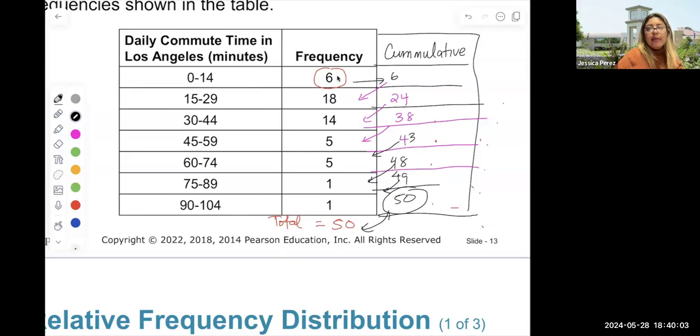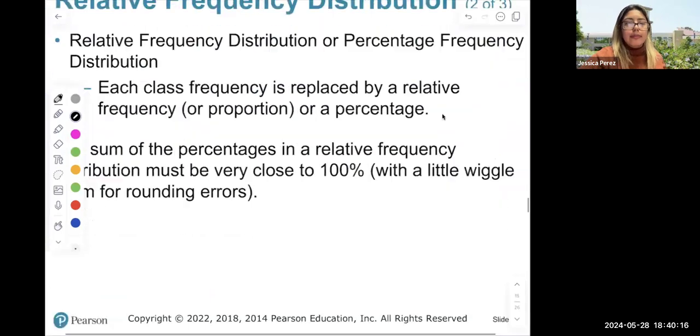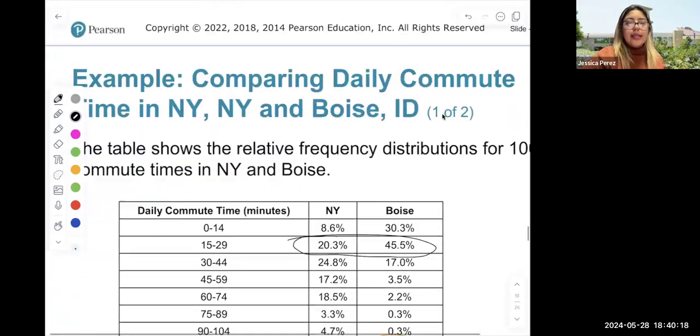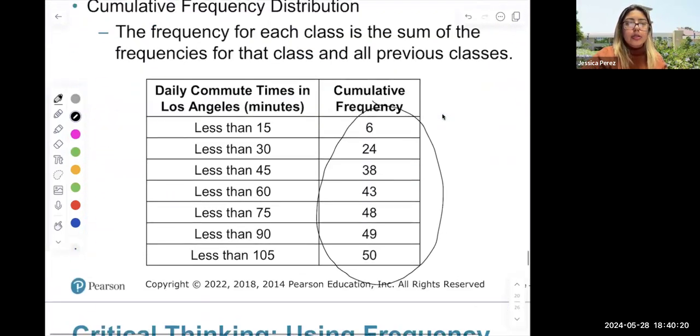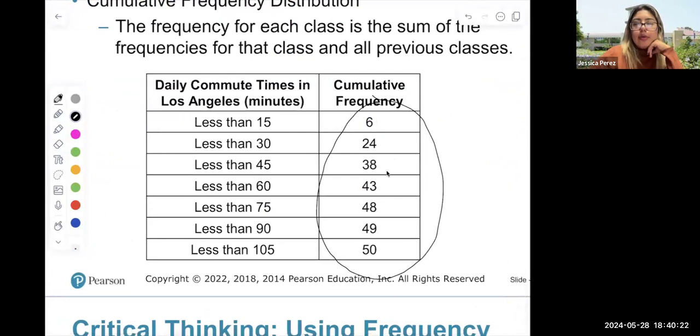So I'm adding the 6 and then the 18 to be the next row, and then the next row, and then the next row. Look at the values, they match exactly what we have down here. And that is called a cumulative distribution. 6, 24, 38, 43, 48, 49, and 50.